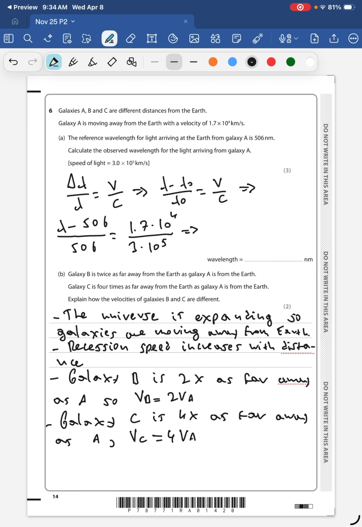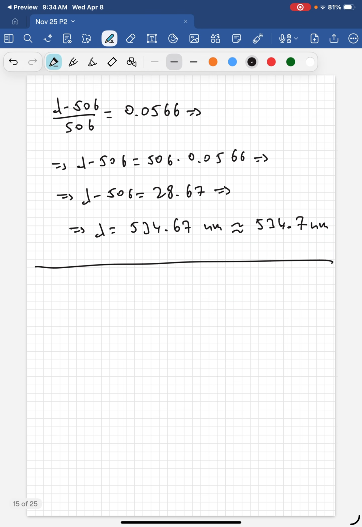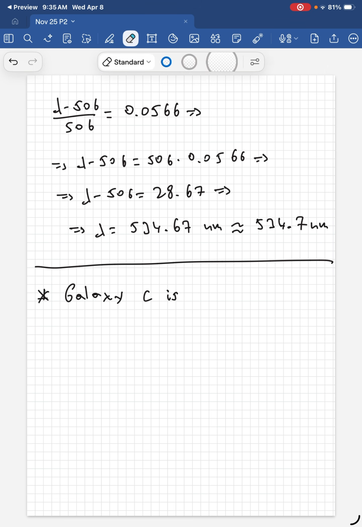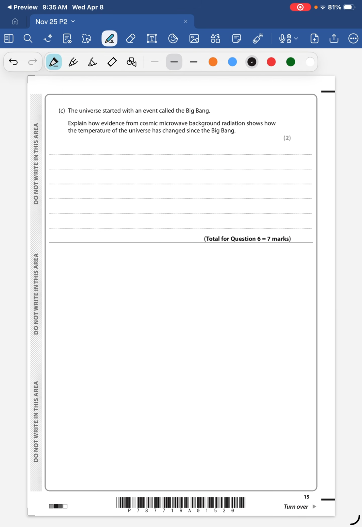Okay, and then finally, let's use the clean page. So we're moving over here. So from here, we go here, okay? So Galaxy C is faster than B. So VC is 2 times the speed of B, okay? And this is because they are farther away from each other. So let's move on to part C.